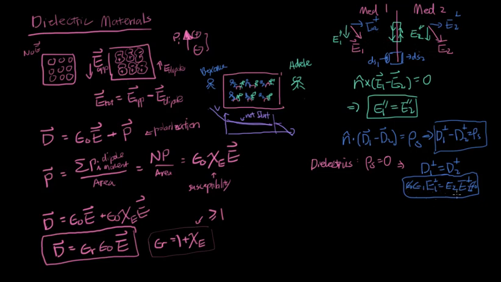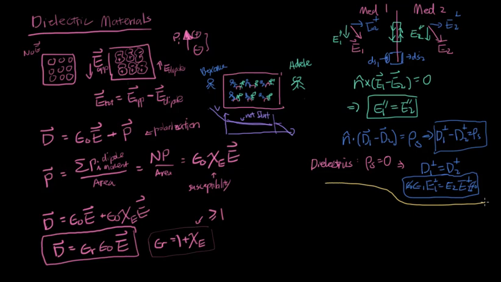That directly relates to this fact, that the normal component of the electric flux density is continuous, meaning that epsilon 1 E1 in the normal component is going to be equal to epsilon 2 E2 in the normal component.